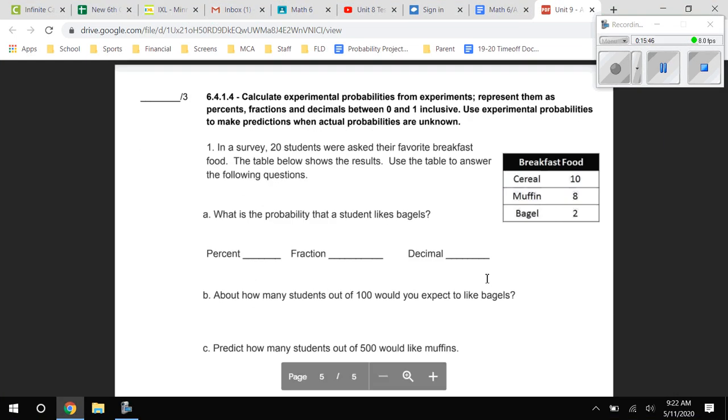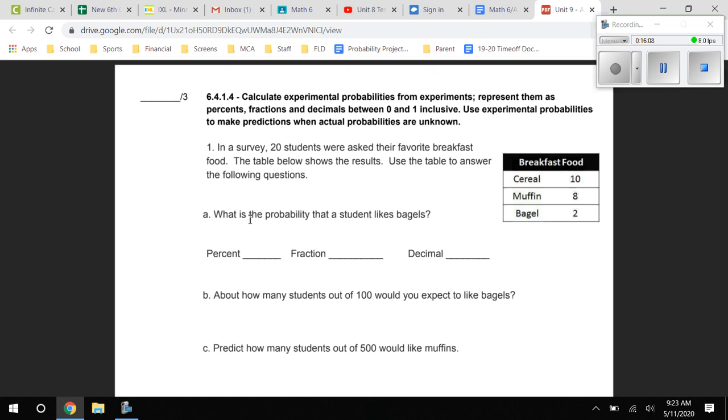All right. I think, yes, this is our last page, our last question. It says, in a survey, 20 students were asked their favorite breakfast food. The table below shows the results. Use the table to answer the following questions. So 10 people said cereal, 8 said muffin, and 2 said bagels. So that's 20 students altogether.